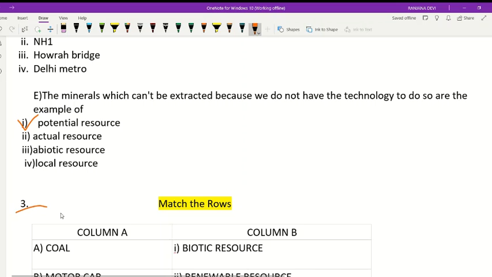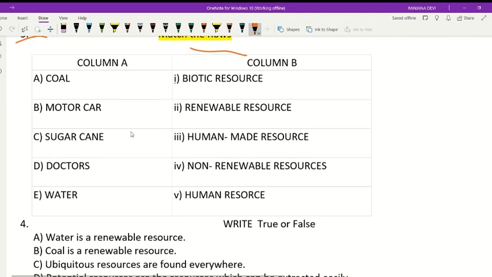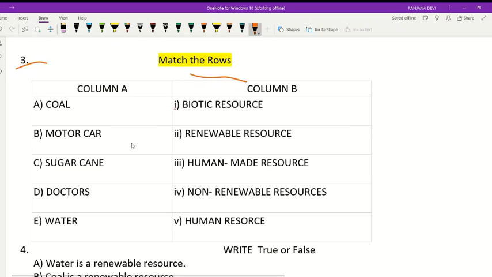Now we'll do our third question, which is match the rows. So these are your rows. Coal would be matched with non-renewable resource, because if the coal is finished, it would not be renewed again. So coal with a non-renewable resource. Your motor car is a human-made resource because it is made by humans. Next is your sugarcane. Your sugarcane is a biotic resource because it is obtained from a living organism, which is the plants. Sugar came from a biotic resource.